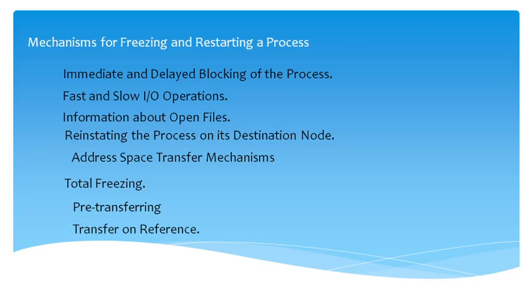And the next mechanism is fast and slow IO operations. After the process has been blocked, the next step is the freezing step. The process has to wait for the completion of the IO operations associated with that particular process. So proper mechanisms are necessary for continuing these slow IO operations, and after the process has started its execution on the destination node, we need to take it.